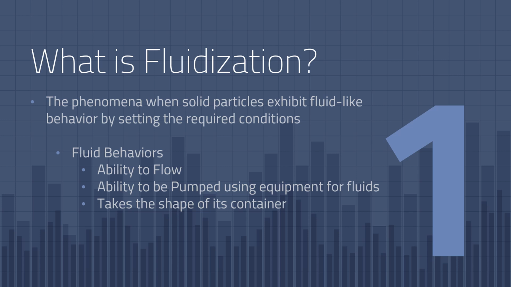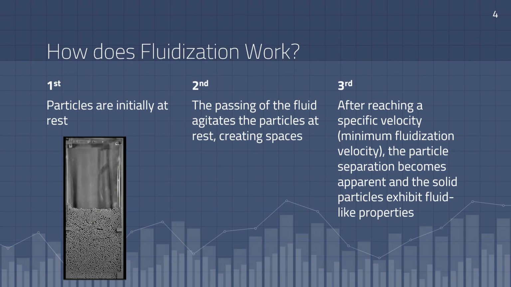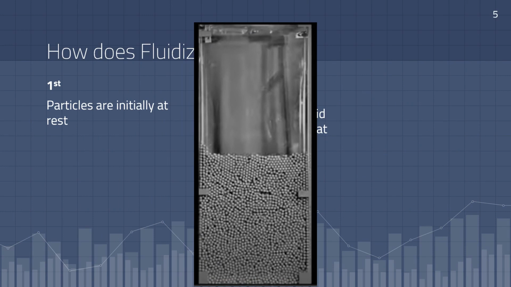So basically, it just means that this process enables particulate matter to flow through pipes, which is widely used in some industrial processes. How does it work? Let us take a closer look. First, the particles are initially at rest in a pipe. At this moment, the particles do not move nor exhibit any kind of movement.